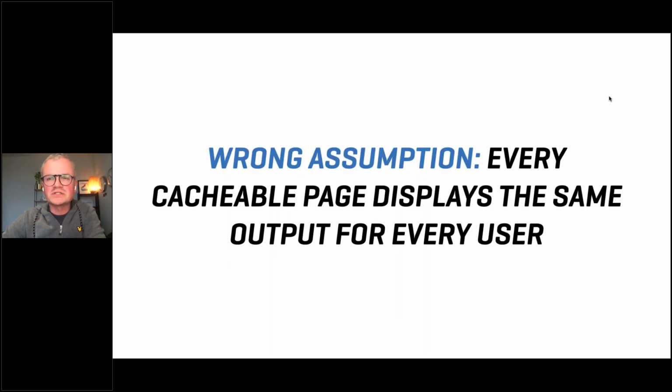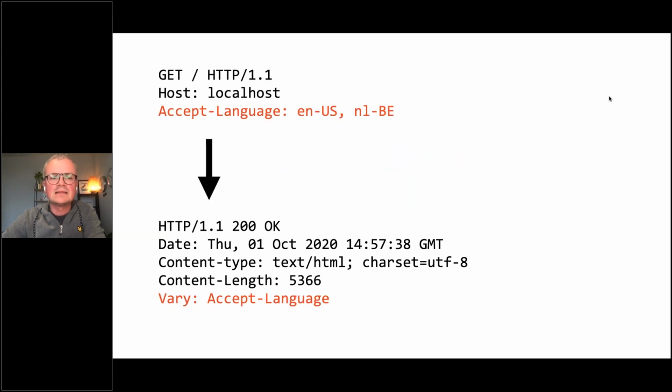Now, the wrong assumption that people may have is that if you store something in cache, cacheable pages will display the same output for every single user, and that is not always the case. And this is where variations come into play. Imagine that whatever is displayed for a specific URL, knowing that the URL and the host header form the unique key for that page, well, if that depends on an extra header, for example, the language header, well, then you're in a bit of trouble.